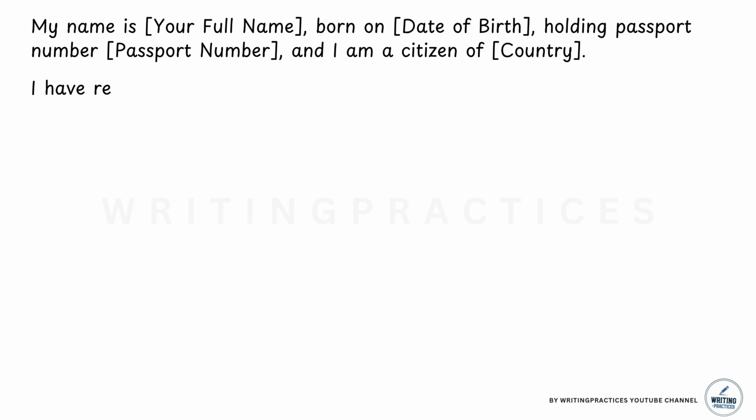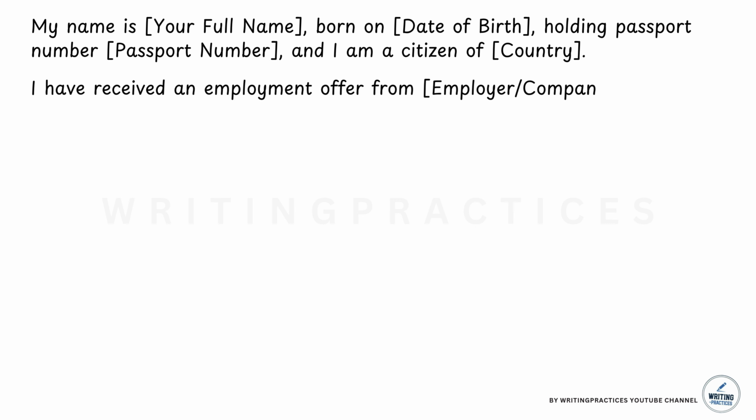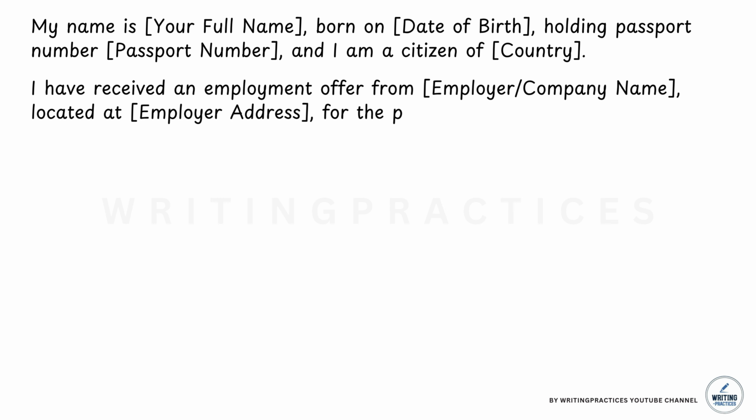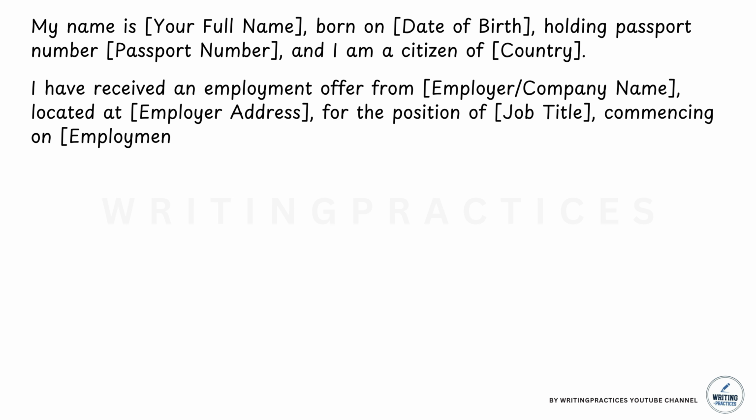Third paragraph, employment offer details. Write information about your employment offer. Include employer name, employer address, job title, employment start date. Example, I have received an employment offer from Tech Solutions Australia Pty Ltd, located at 120 Collins Street, Melbourne VIC 3000, for the position of software engineer, commencing on the 1st of August 2026.